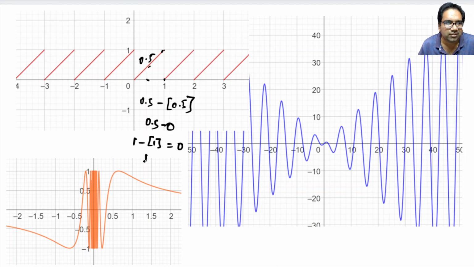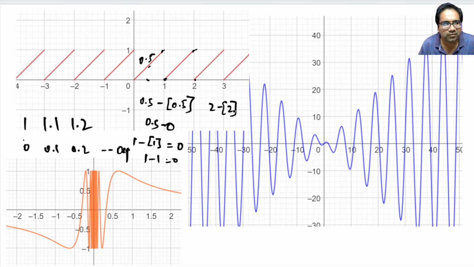1 minus 1 will become 0. Again, from 1 to 2: 1, 1.1, 1.2, whatever. It will keep subtracting 1. Then it will become 0, 0.1, 0.2, up to 0.99. Likewise, again, 0 to 1 it will go. And again at 2, it will become 0, 2 minus greatest integer of 2, which is 0. Again, it will go till 1.